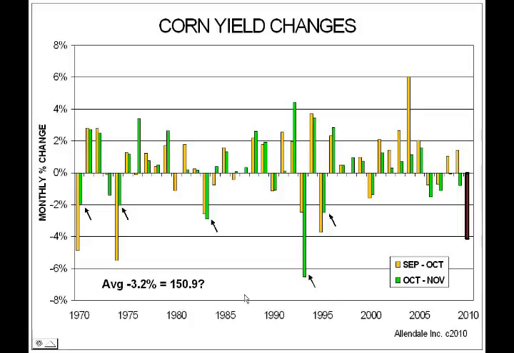So we've got a chance. In this case, I put an average of all these five instances here, an average of 3.2% drop. So if we actually drop the average of what they usually do, we could be down to 151 in terms of yield. Now at this point, I think that's a bit far-fetched. Like last month, I would have told you a drop to 155.8 would be far-fetched.